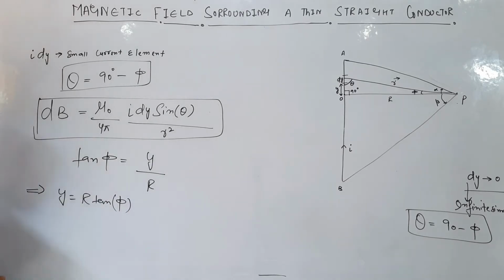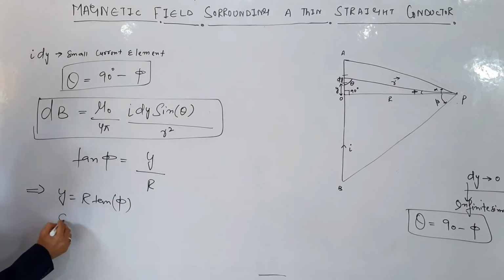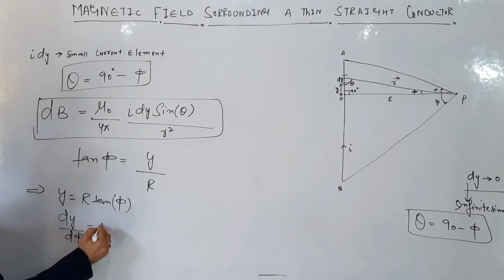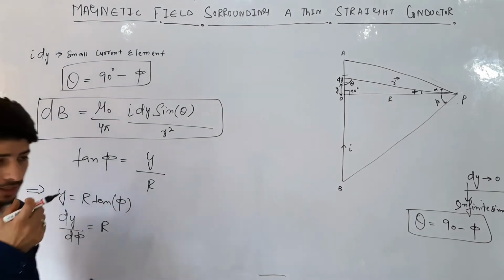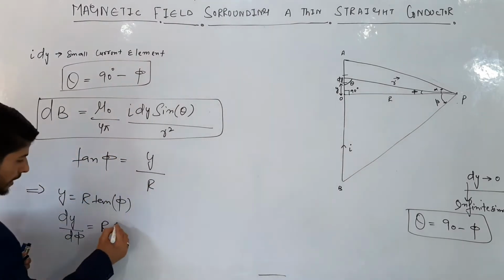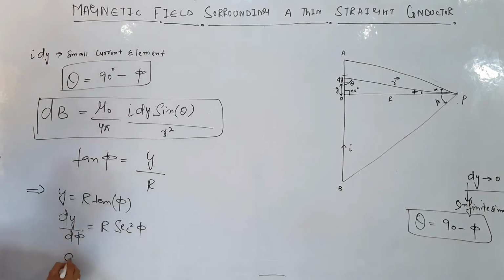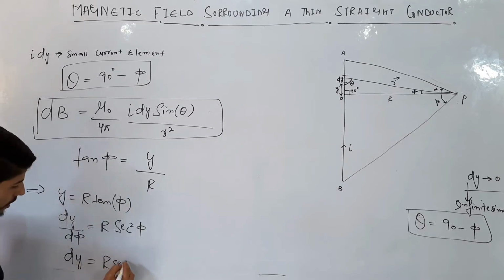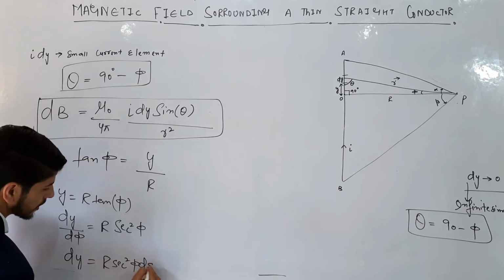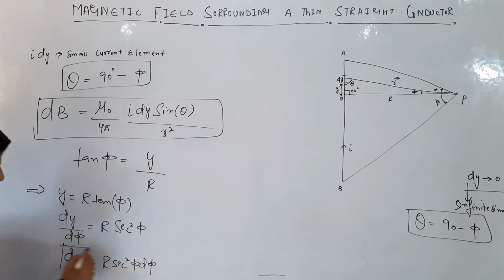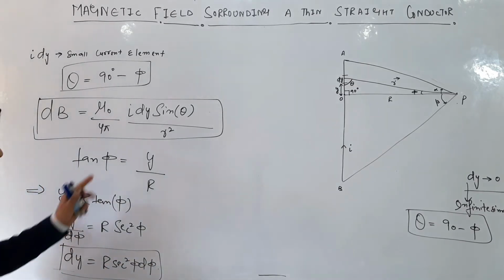Now differentiating both sides with respect to phi, dy upon d phi will be equal to R times the derivative of tan of phi. What is the derivative of tan of phi? It will be sec square phi. Now you will find the value of dy. The value of dy will be R sec square phi d phi. This is the value of dy.